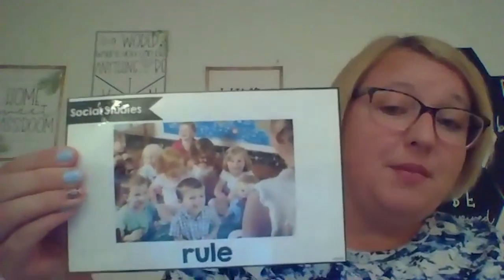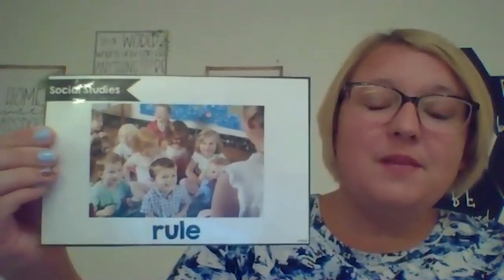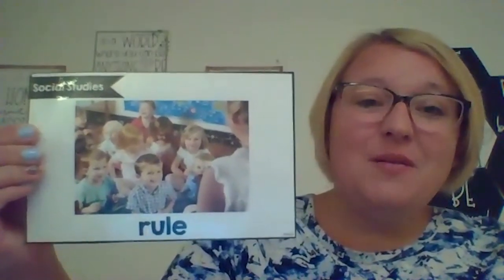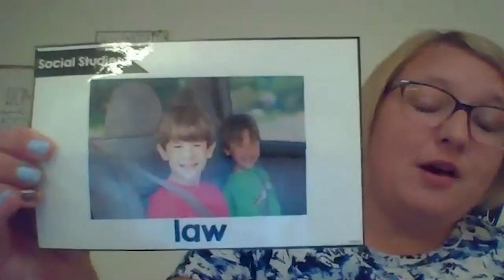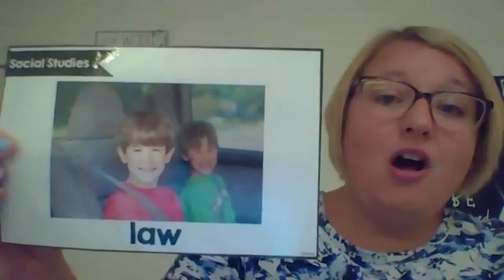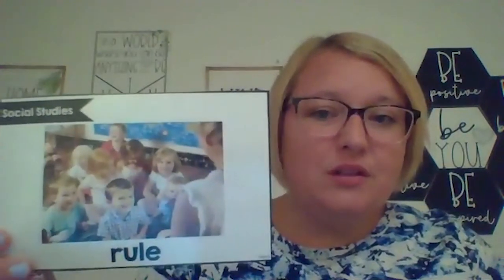Let's look at those pictures again. So remember, this was a great picture of a rule that we follow when we are in school. We sit quietly while we listen to our teacher teach our lesson. That was a rule. And a law that we learned about is that when we ride in a car, we always need to wear our seatbelt to be safe. So who thinks they can tell me what is the difference between a rule and a law?